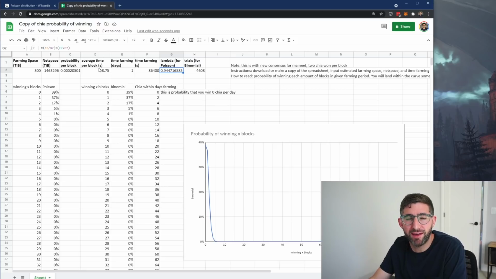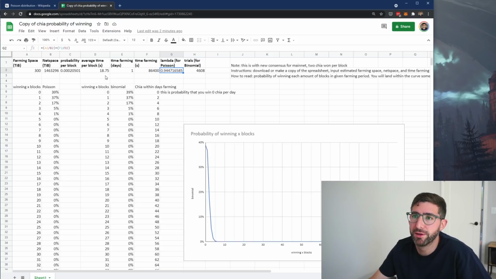The ideal way to do this average time per block would actually be to use the real difficulty formula. Okay, so how do we calculate this thing called lambda? Does it really matter what lambda means? Probably not, but I'll show you what it means.